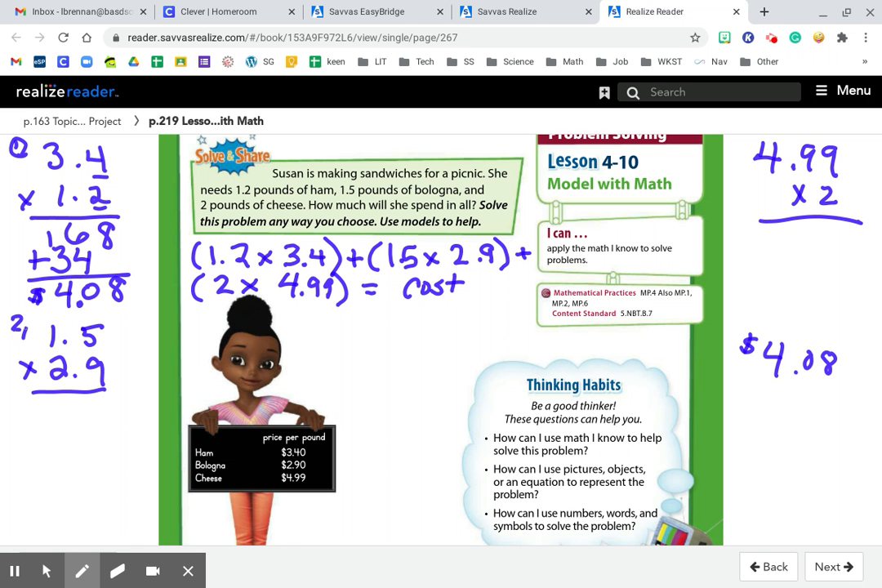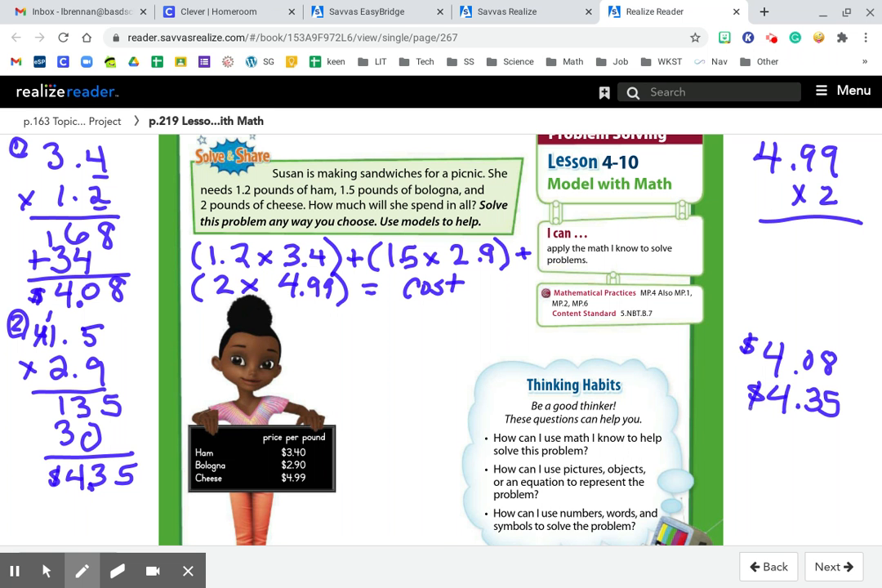And for the next problem, number 2, 1.5 times 2.9. 9 times 5 is 45. 9 times 1 is 9, plus 4 is 13. 2 times 5 is 10. 2 times 1 is 2, plus 1 is 3. 5, 3, 4. And again, I have 2 digits in decimal place value in the problem, I'm going to have 2 in the answer.